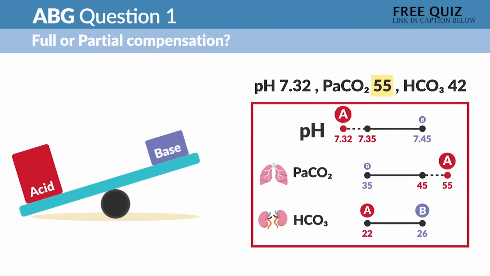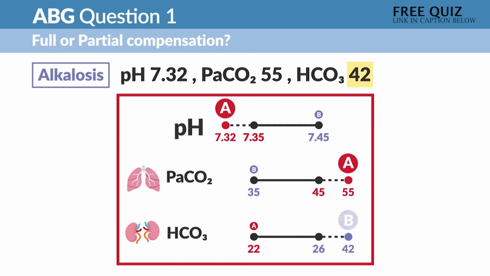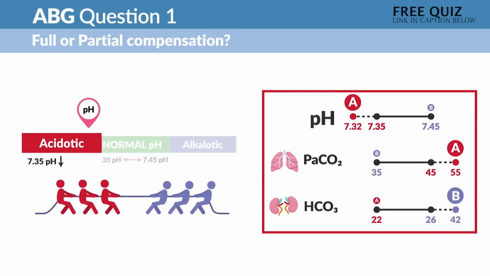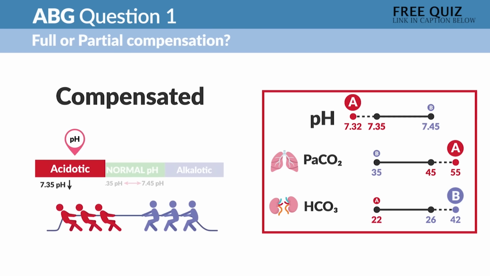Now step 3, the tricky part, compensation. HCO3, our bicarb, is 42. So we have a high base. The body is trying to pull us out of that acidosis and back into balance. This means compensation. It's trying to work out its problems. So it's trying to find that common ground of compensation.